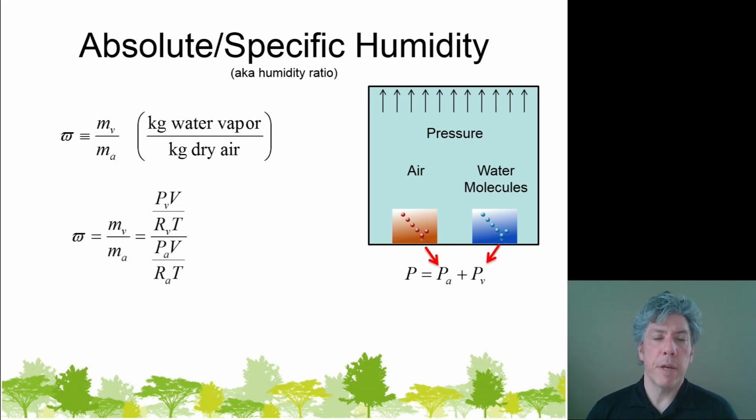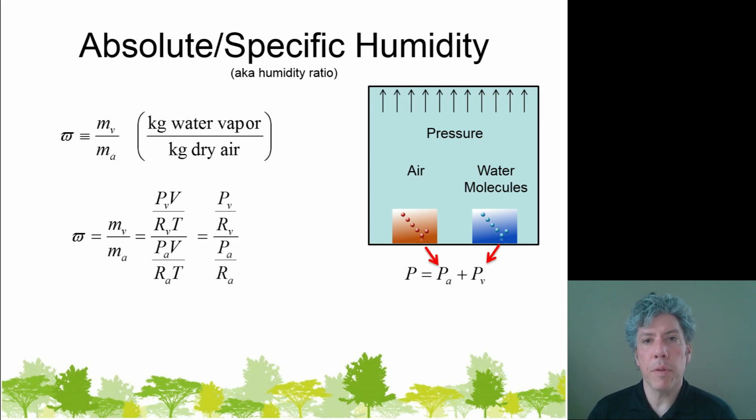So with this information and with the fact that we can treat both the air and the water vapor as ideal gases, we can now take our absolute humidity ratio, or specific humidity, and we can replace the mass of the water vapor with the ideal gas equation for the water vapor itself, and the mass of the air with the ideal gas equation for the air. Now notice that in the pressures we're using the partial pressures of each of those components.